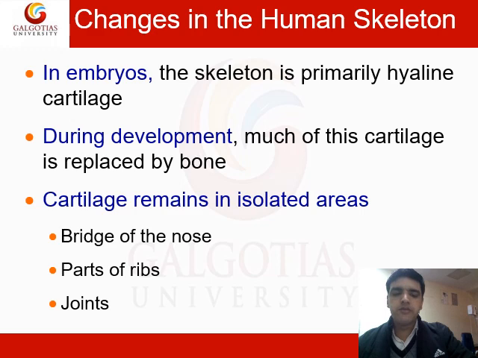Even after birth, there are certain areas of the skeletal system that still contain cartilage. These regions are the bridge of the nose, parts of the ribs, and the joints. The ends of the bones in the joints contain cartilage for the proper growth and maintenance of the body.